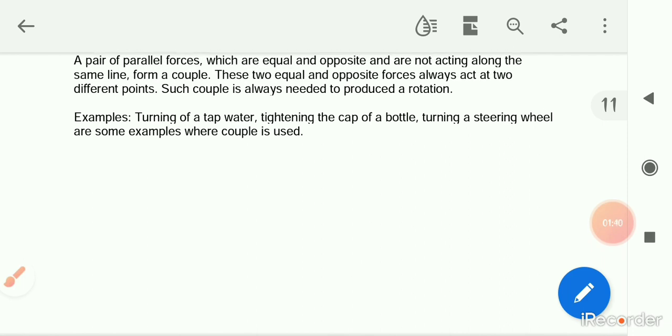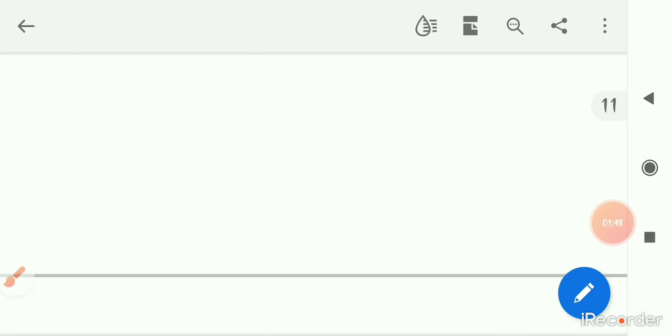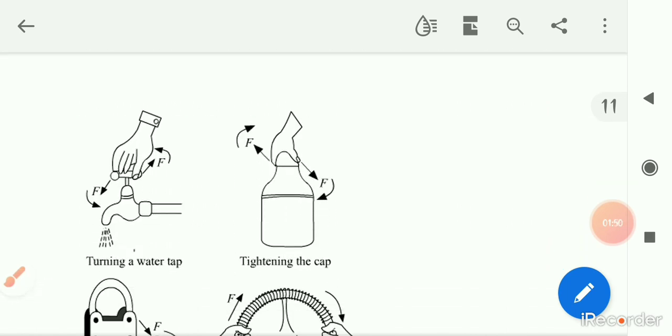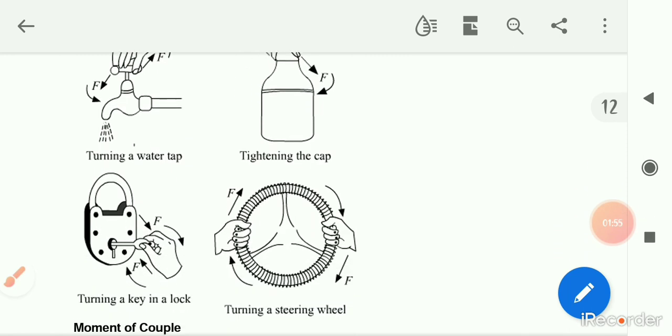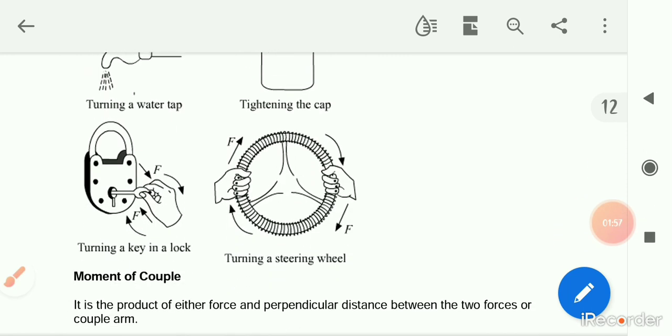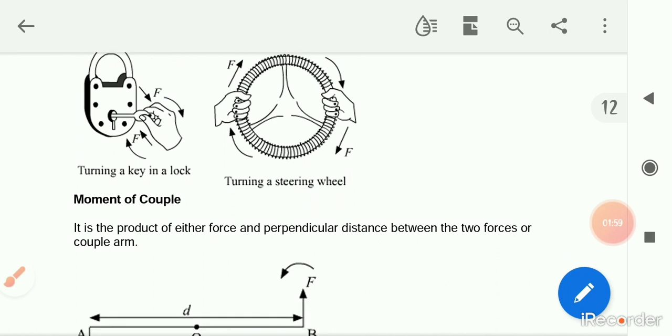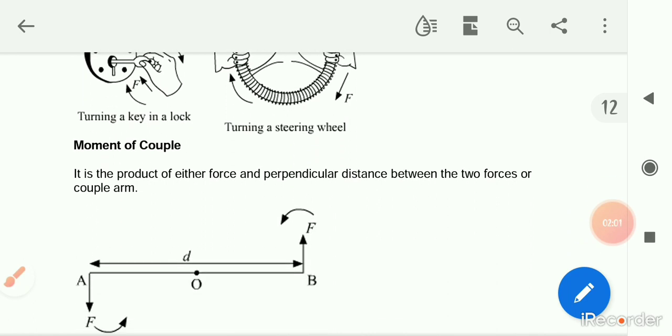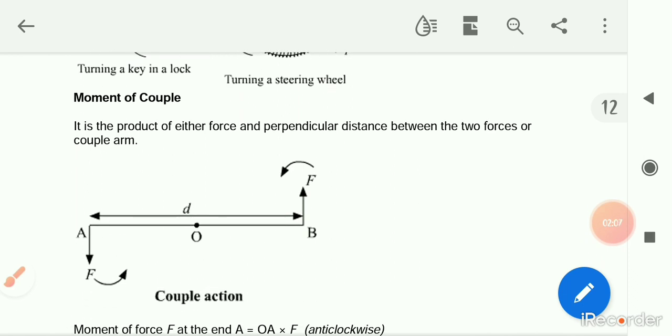Examples: turning of a tap water, tightening the cap of a bottle, turning a steering wheel, and some examples where a couple is used. Just you can see this as an example: turning a water tap, tightening the cap, turning a key in the lock, turning a steering wheel. Now moment of couple is the product of either force and perpendicular distance between the two forces of a couple, the arm. We can say this one.